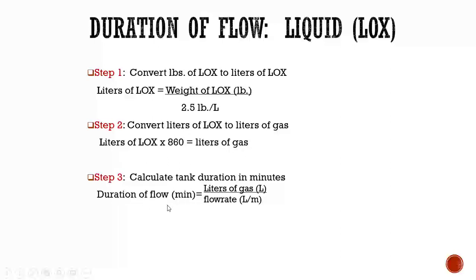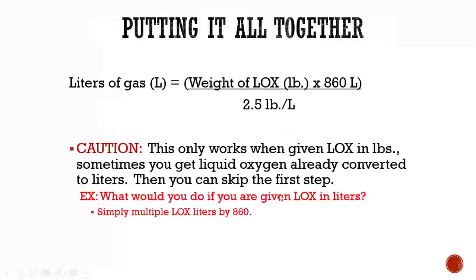After that, the math gets to be the same. You have your liters of gas divided by your flow rate. This is what it looks like, okay? So weight of liquid oxygen times 860 divided by 2.5. You can do it however you want. We'll go through a lot of practice on this.